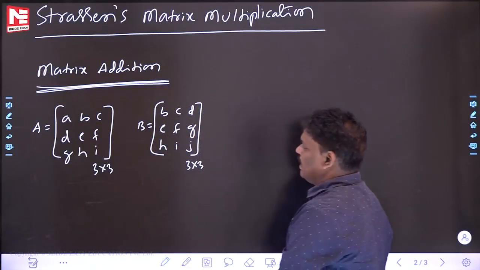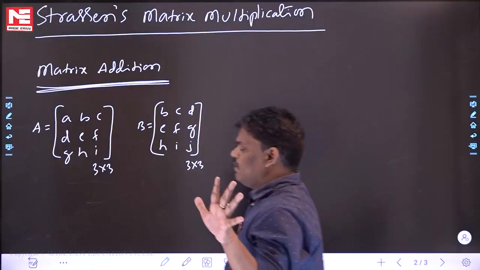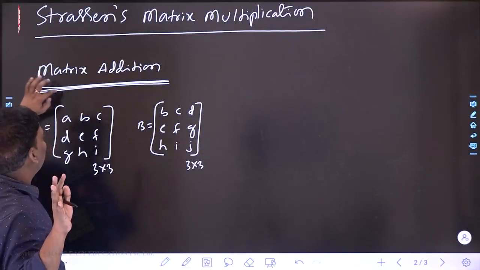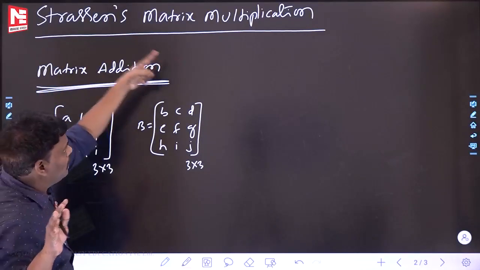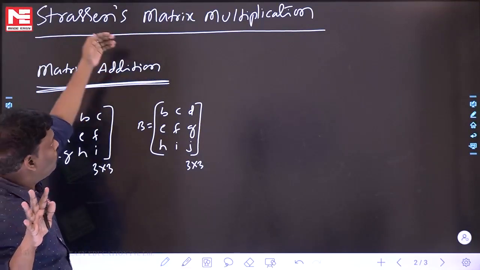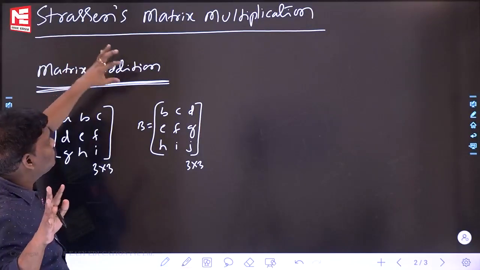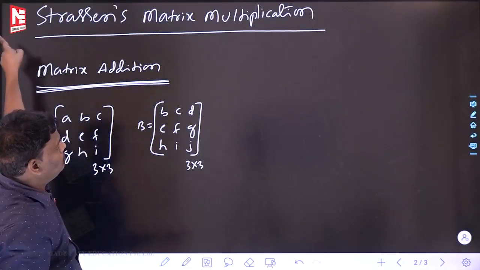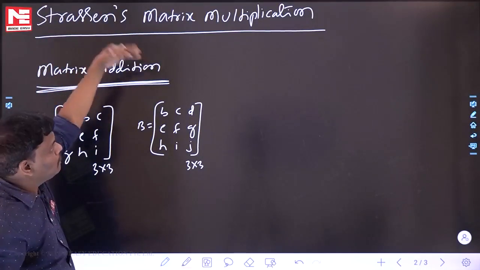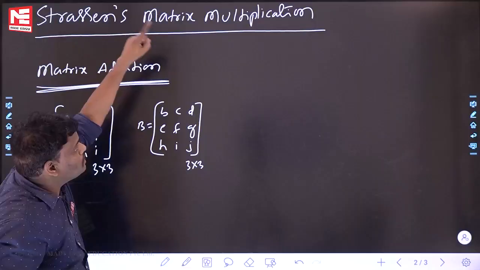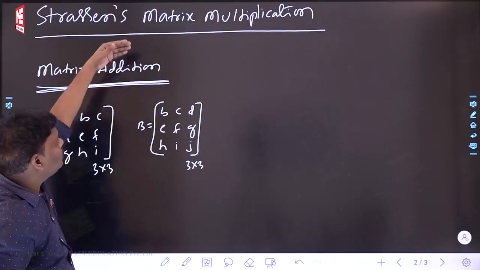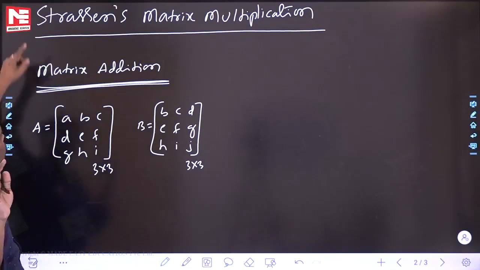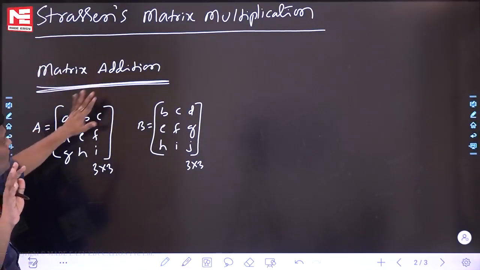I took two matrices A and B. I am repeating once again. The next application of divide and conquer is going to be Strassen's matrix multiplication. For that, the things which are necessary, I am explaining. Our topic is matrix multiplication. Strassen's matrix multiplication means matrix multiplication is our goal. Before going to that, few things are required. That is the reason I am explaining this. For this topic, the first thing required is matrix addition.